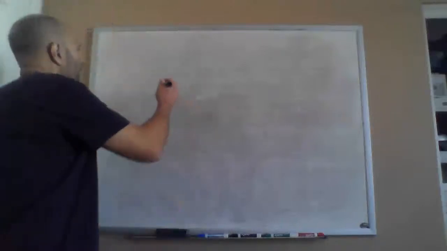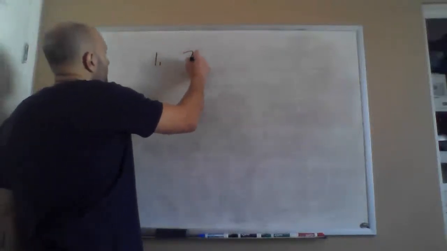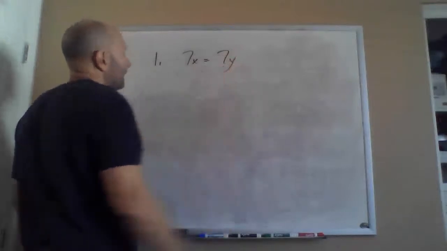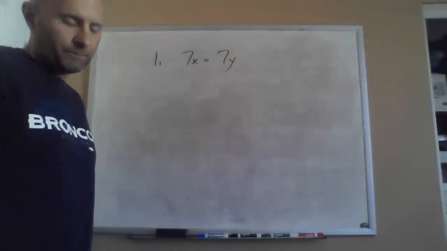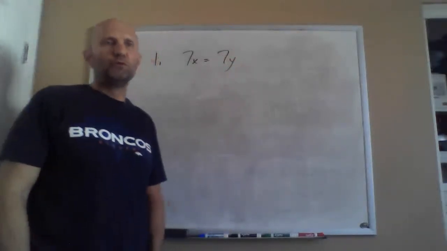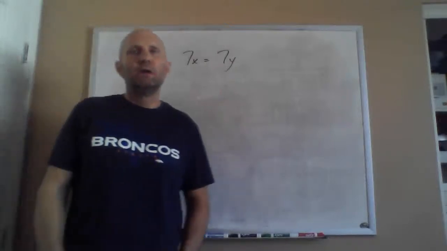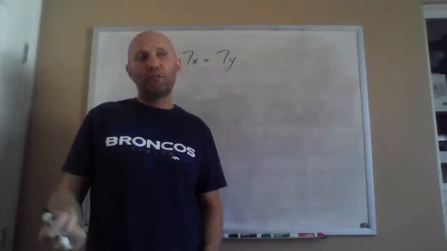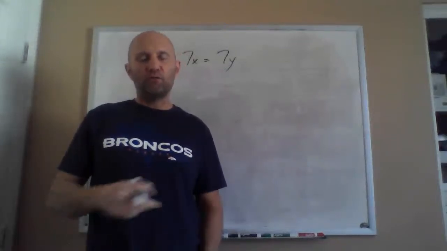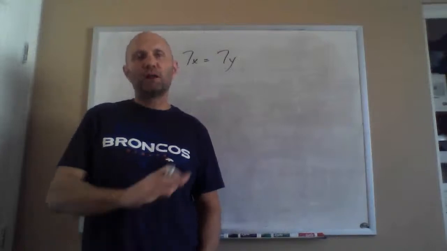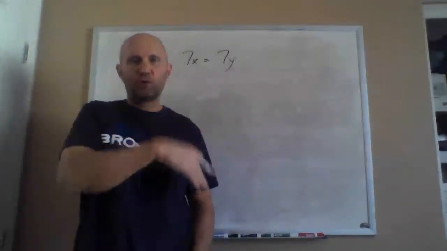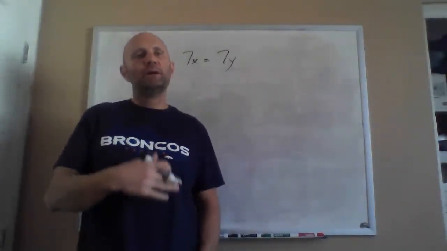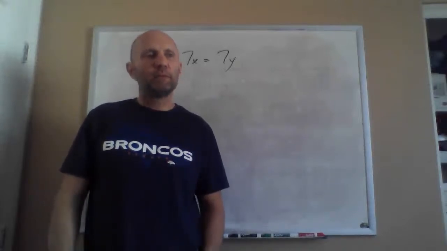So number 1, we have 7x equals 7y. We need to convert this to a polar equation. A polar equation means that it can only have an r, a theta, or numbers in it. So no more x and y. We want to use some substitution of those equations that I put on the board to eliminate the x and the y.